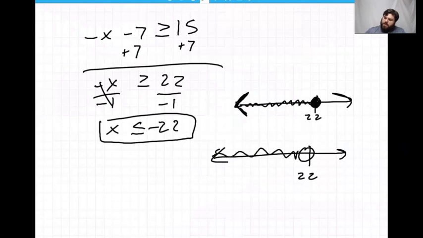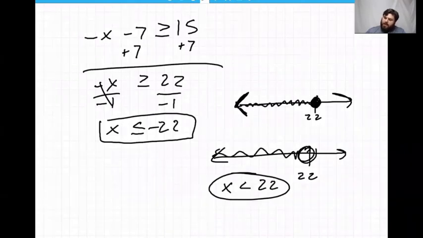So the difference would be this is x is less than 22, no equal to. It's not allowed to equal that. That's why we have an open circle showing it's not allowed to actually equal 22, but it's got to be less. Okay? All right, so let's look at something more interesting.